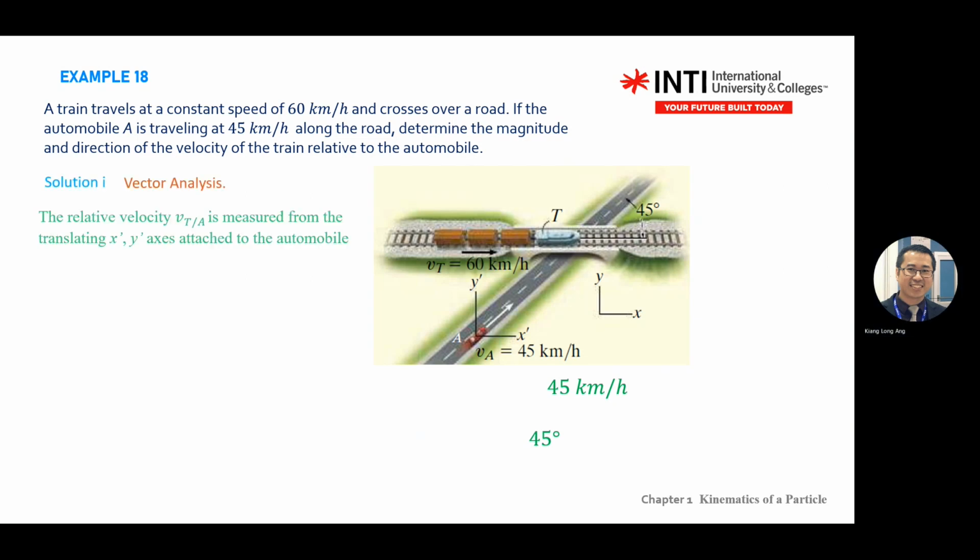How do we do it? I use vector analysis because it's simpler. I write the vector equation first. Because the question asks me to find the velocity of the train relative to the automobile, I will write V T/A. Again, I use my cheat code. I convert the slash into a negative. Get this equation. Or you can write the equation as V T equals V A plus V T/A. Same.